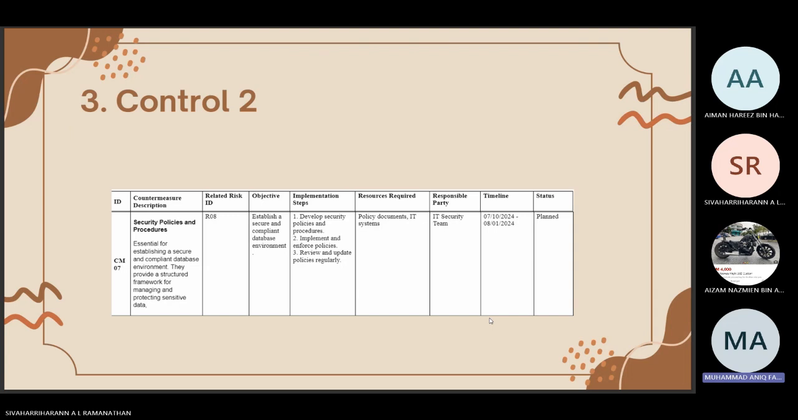The resources required include a policy document and IT system. The responsible party for this countermeasure is the IT security team, with a timeline and status indicating that it is in progress and ongoing. So next.